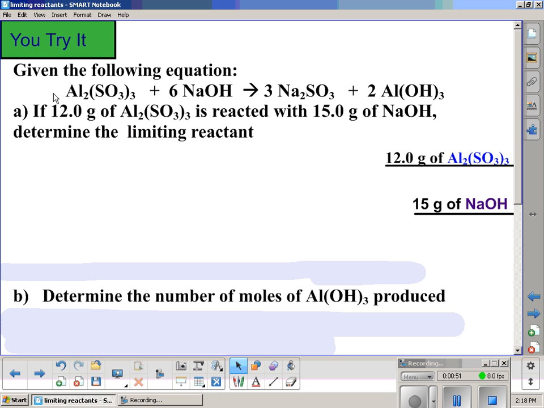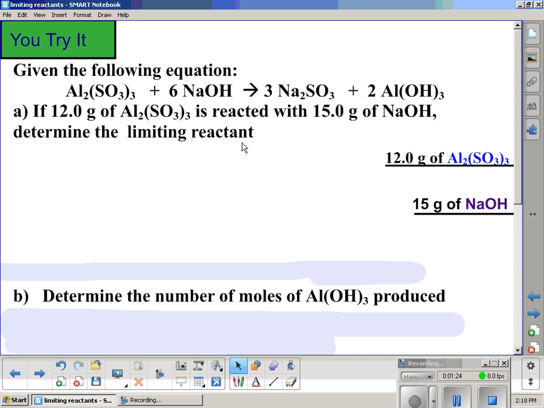Okay, so given the following balanced equation, aluminum sulfate reacting with sodium hydroxide, producing sodium sulfate and aluminum hydroxide, our situation is that we put in 12 grams of aluminum sulfate and it reacts with 15 grams of sodium hydroxide, our two reactants. These are going to react until one of them is gone, making the one that disappears the limiting reactant. It limits the reaction. As soon as one of these is gone, it's reaction time over.